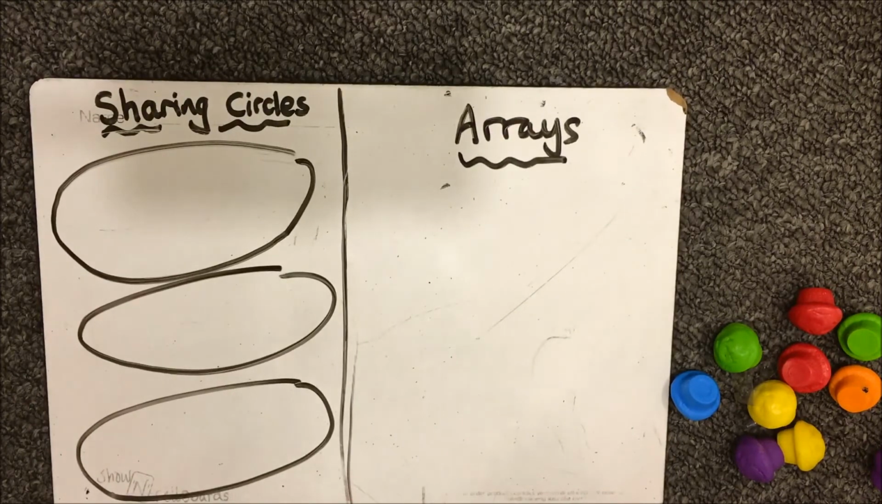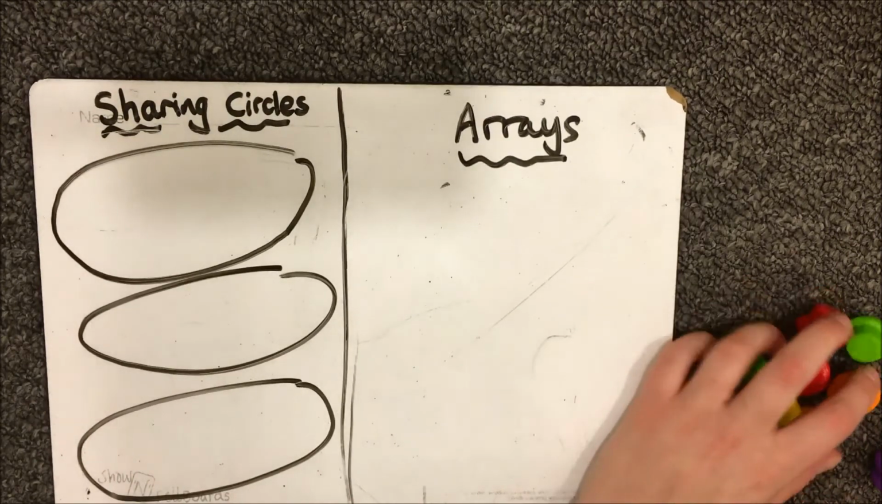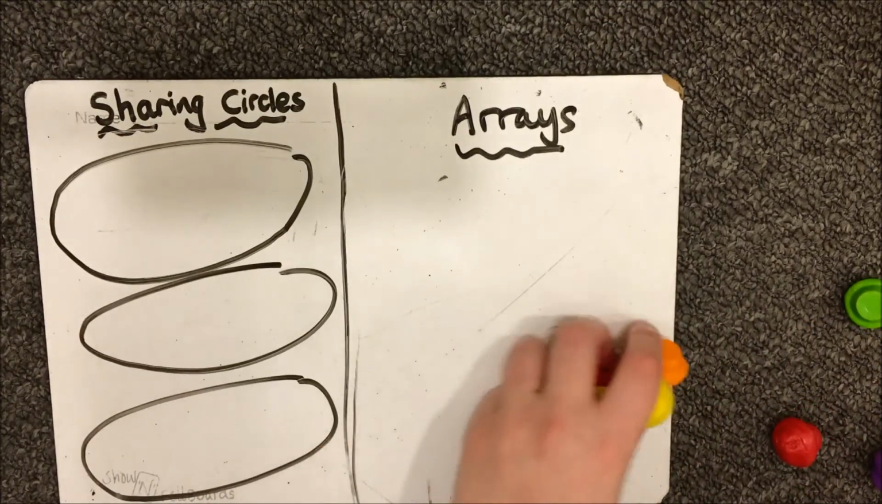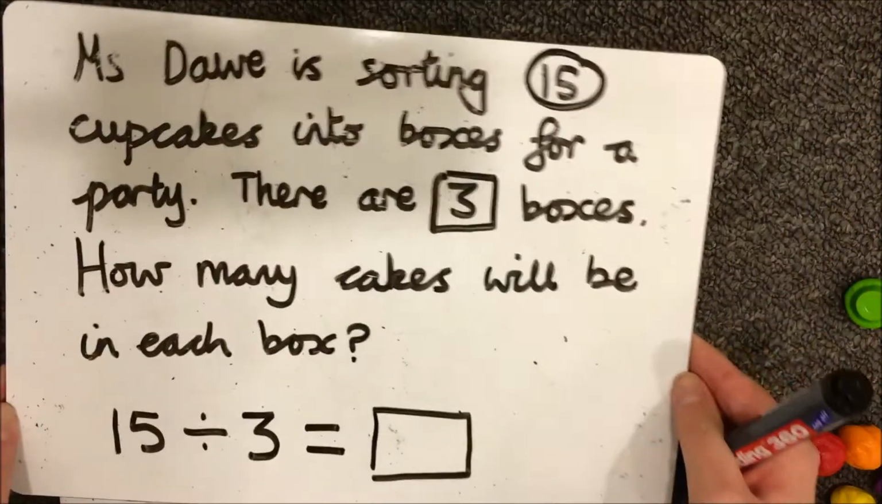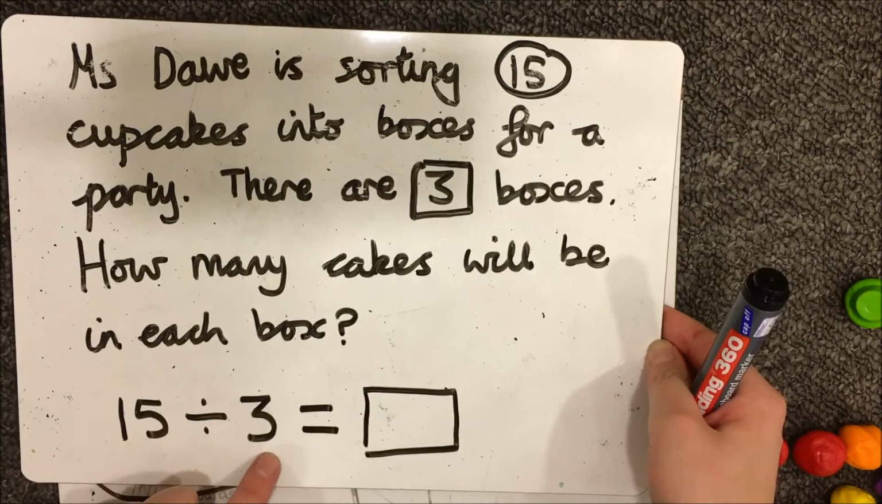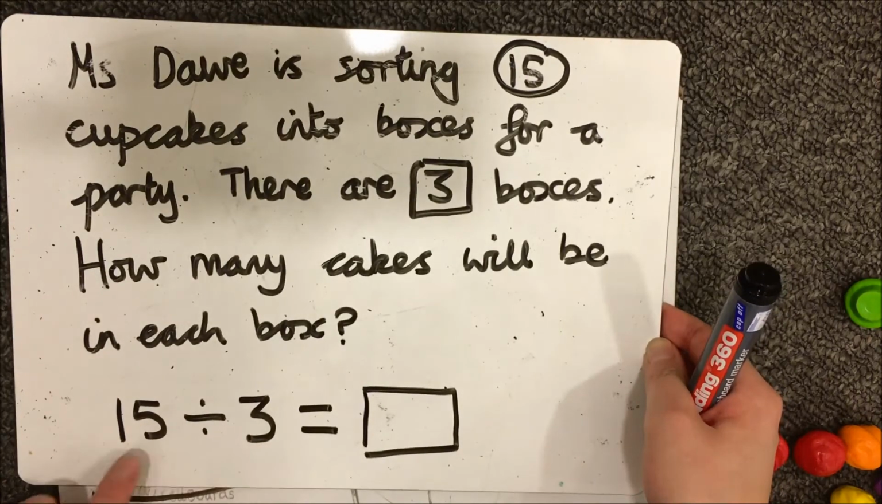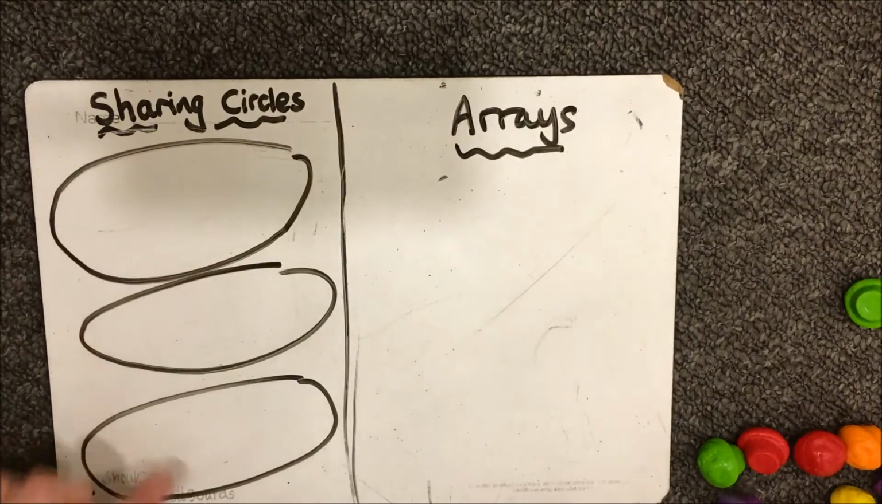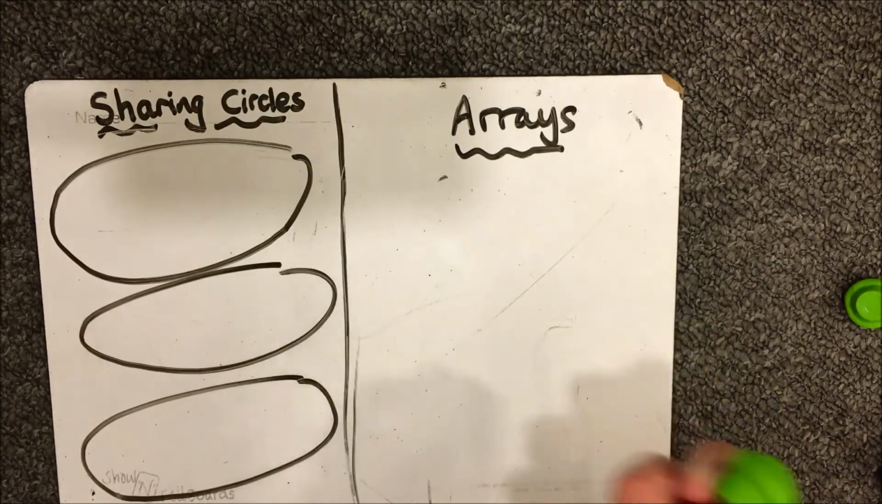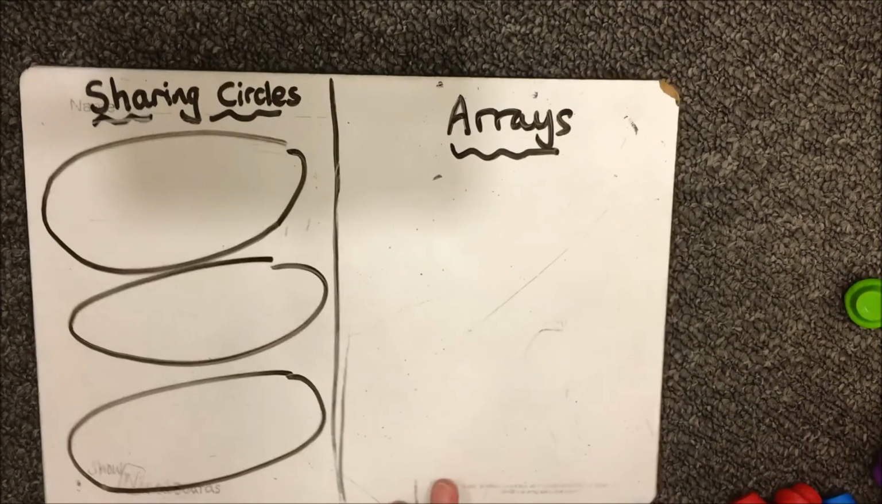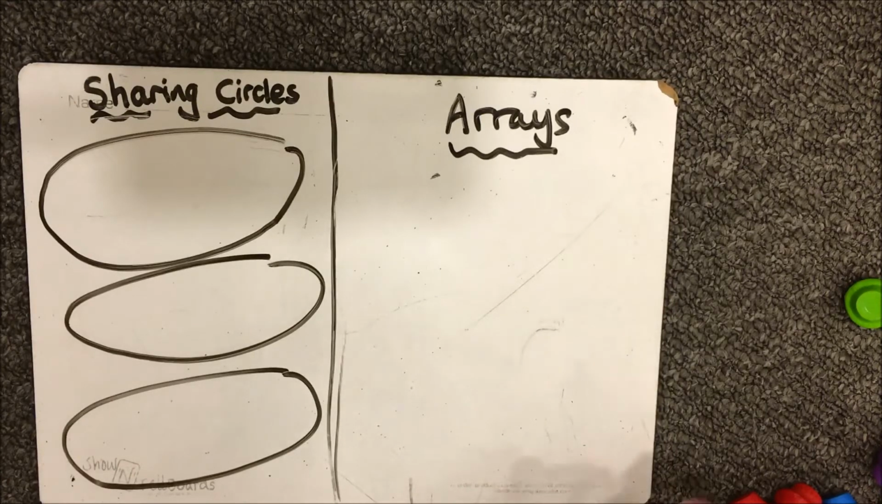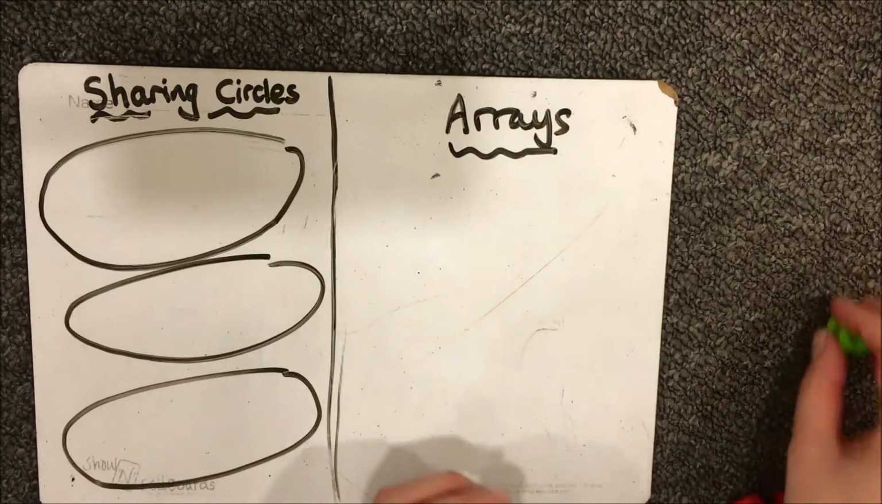Pause the video and see if you can have a go at doing it with some objects at home and your sharing circles. How many sharing circles do we need to draw? How many objects are we sharing? How many cupcakes? 15. So these are like our 3 boxes and these are our cupcakes. Count out 15 objects that you have and have a go. You might want to do it with objects and then as a drawing. Then unpause to check. So I've got 15.